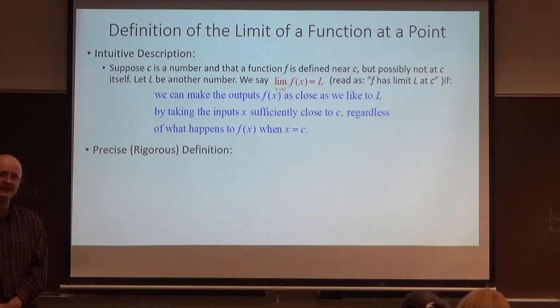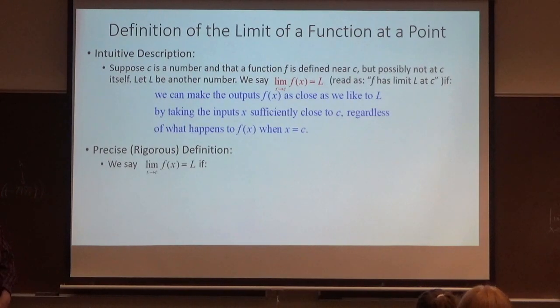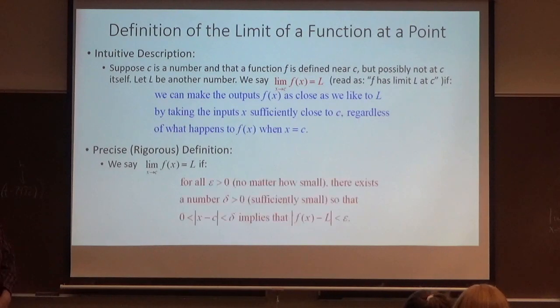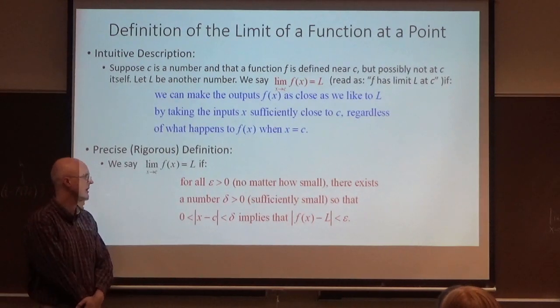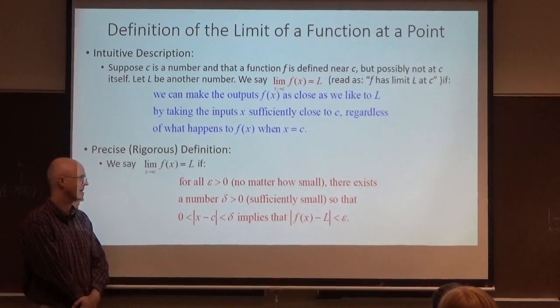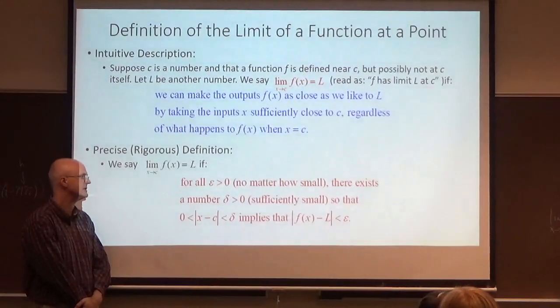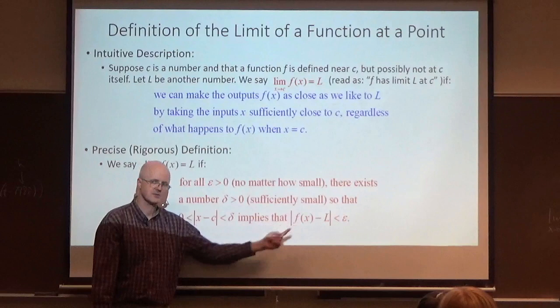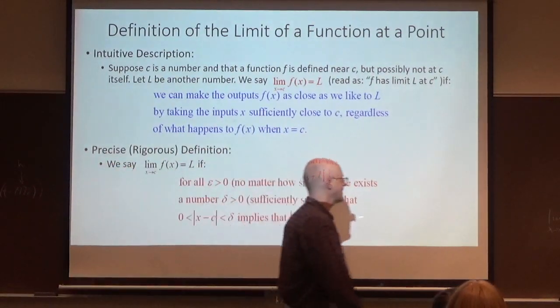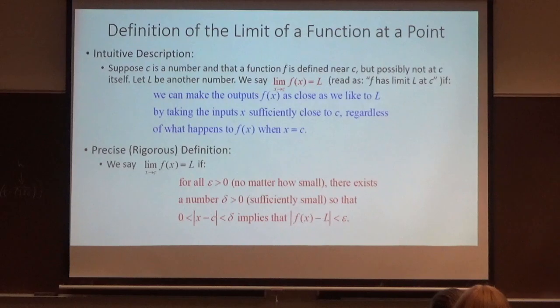Its purpose is to precisely define what a limit means, and therefore also be used in proofs. Here's the way it goes. We say the limit as x approaches C of f of x equals L, if for any number epsilon greater than 0, that's a Greek letter, no matter how small, there exists a number delta greater than 0, chosen sufficiently small, so that when this is true, this is true. You can see what I mean when I say that's difficult to understand.